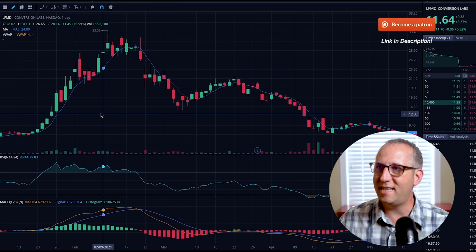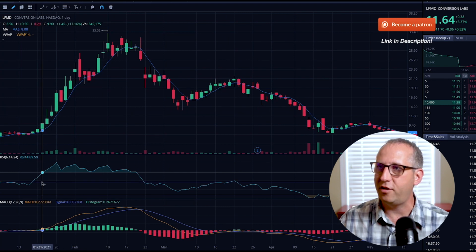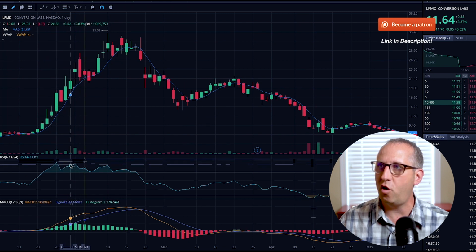All right, so let's start with the stock LFMD, and this stock has had big fluctuations, and so I think it will help us to understand how to use RSI really effectively. As you see here is the daily chart of LFMD, and you can see it got way overbought, and so during this section it continued to climb. There was just so much more momentum, but you had these pullbacks.